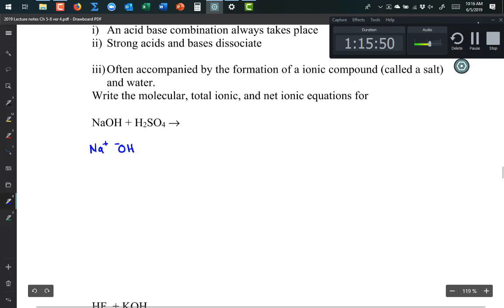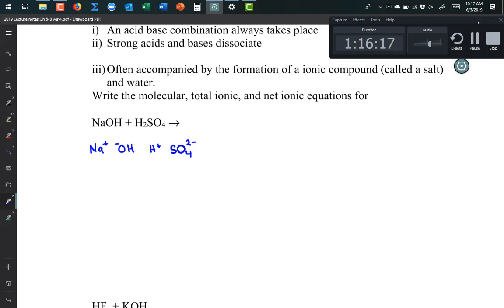And sulfuric acid is made up of what? What's it made up of? Sulfate, right? And hydrogen. So it's going to be H plus. And then there's a couple of ways this can be done. I'm going to go ahead and assume it's like this, SO4 2 minus. Those are the ions that actually make it up.